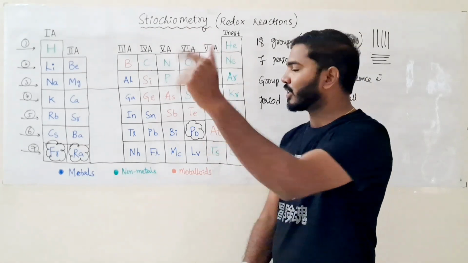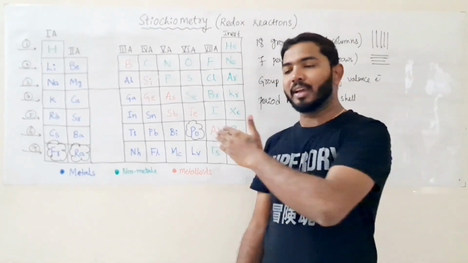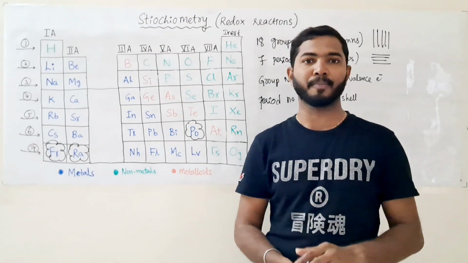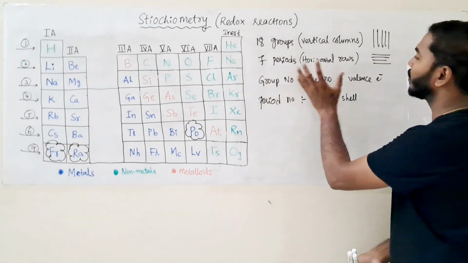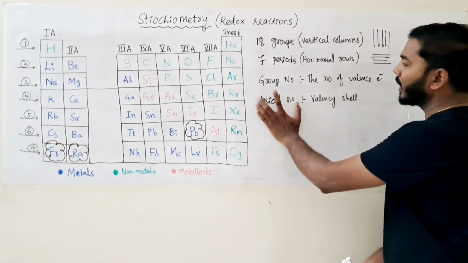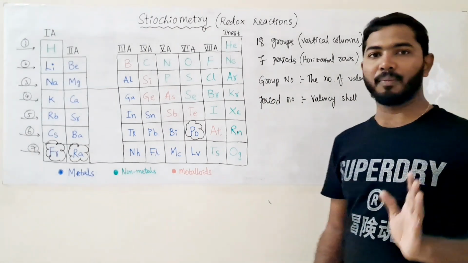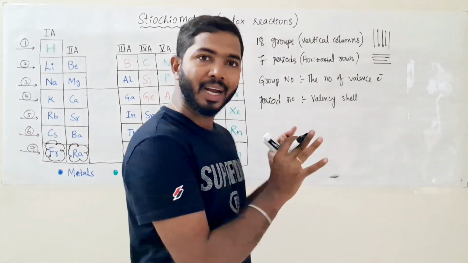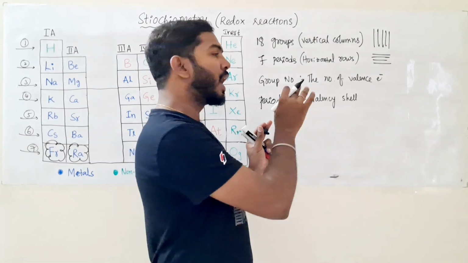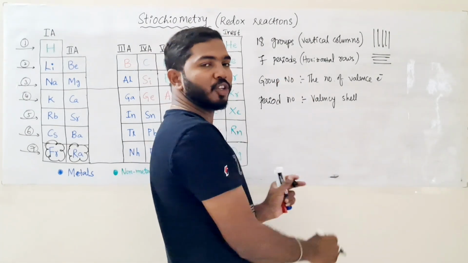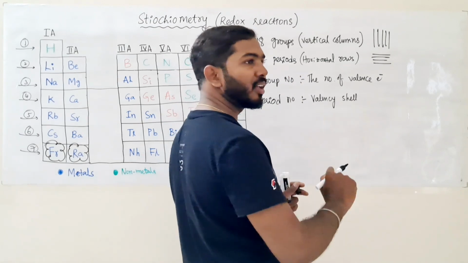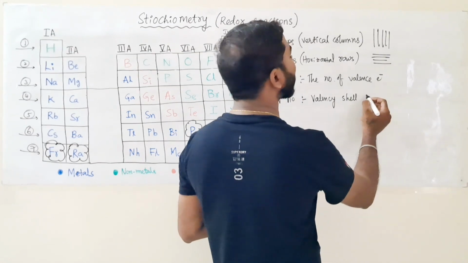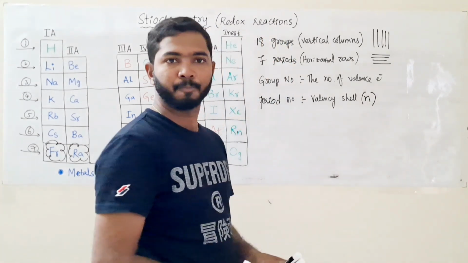If I ask you astatine, in which period is it situated? That is in 6th period. So its valency shell is going to be 6. So here we can understand group number defines the number of valence electrons, period number defines the valency shell. Once we know these two terms in detail, I hope you understood these points, then we can understand so many things. Generally, shells are represented by N.